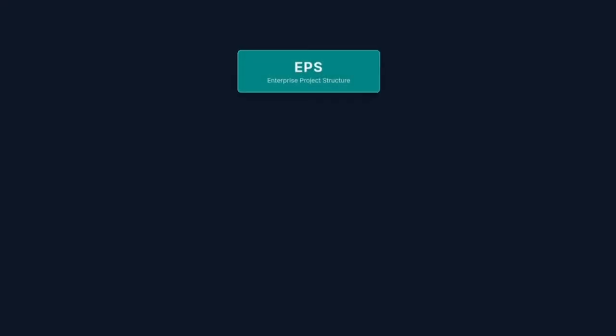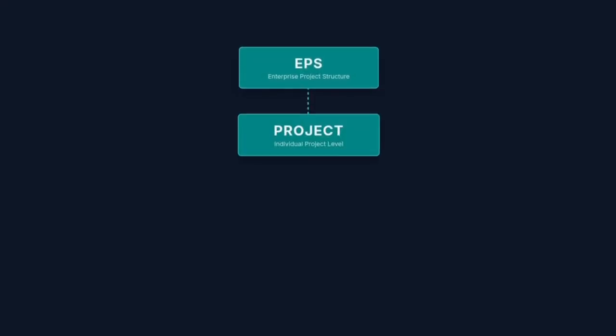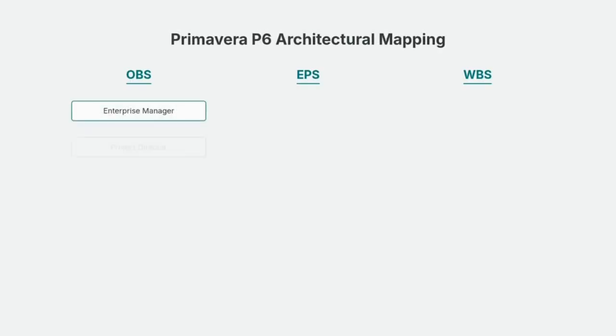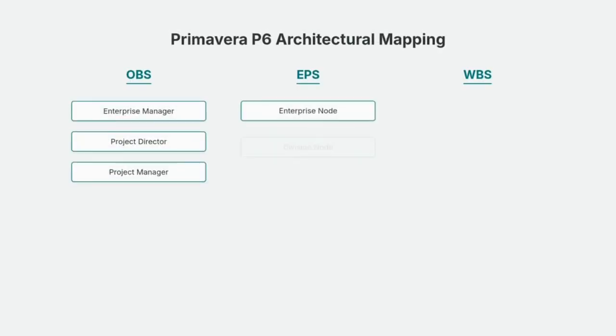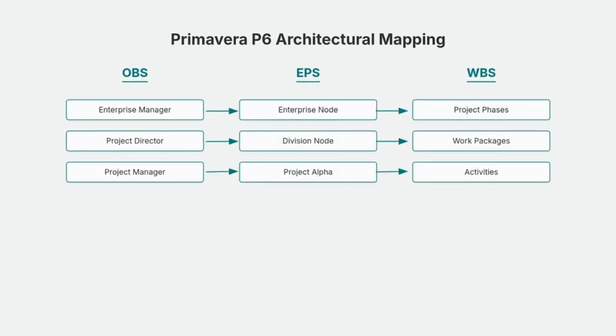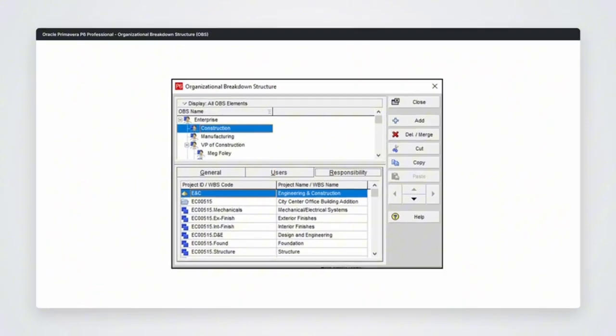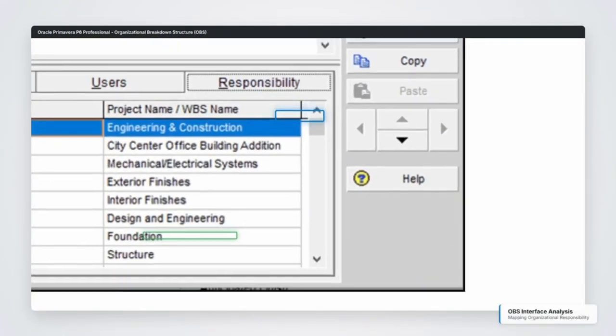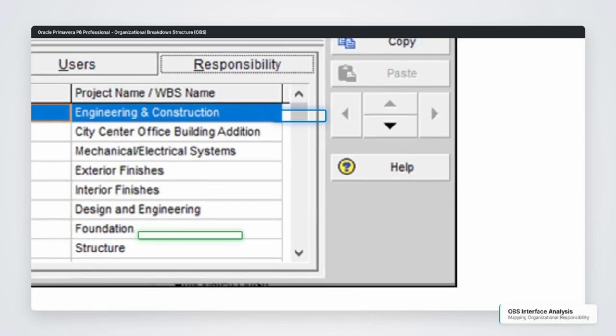The P6 data hierarchy starts with the Enterprise Project Structure, or EPS, down to the project level, and then the WBS. The Organizational Breakdown Structure, or OBS, connects your project team to the schedule, enabling role-based responsibility assignment at every level. This connection is established via the Responsible Manager field, which is the mechanism that dictates accountability for every deliverable.